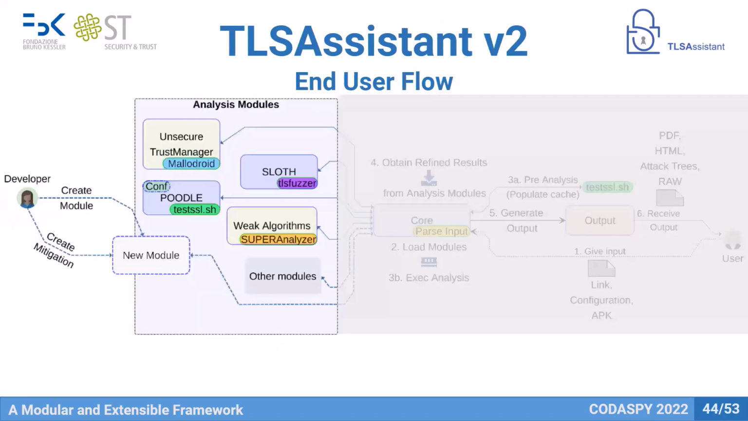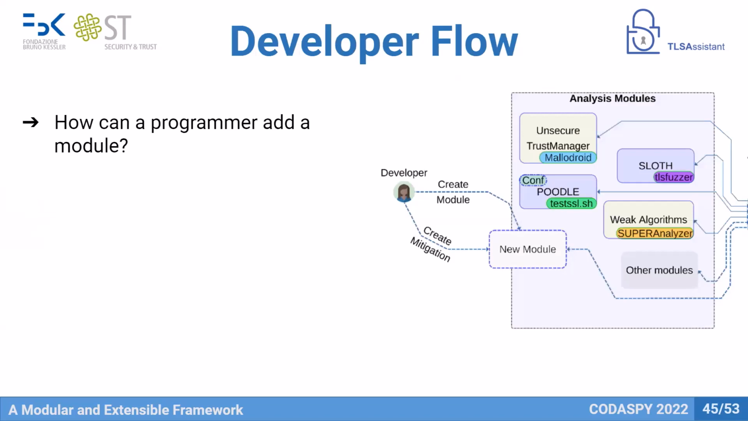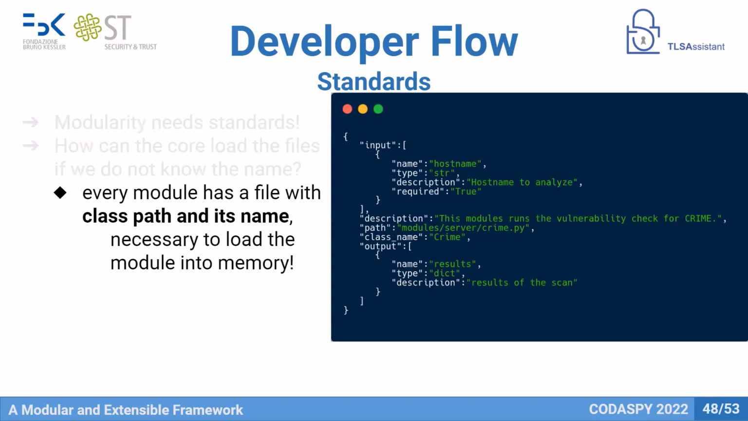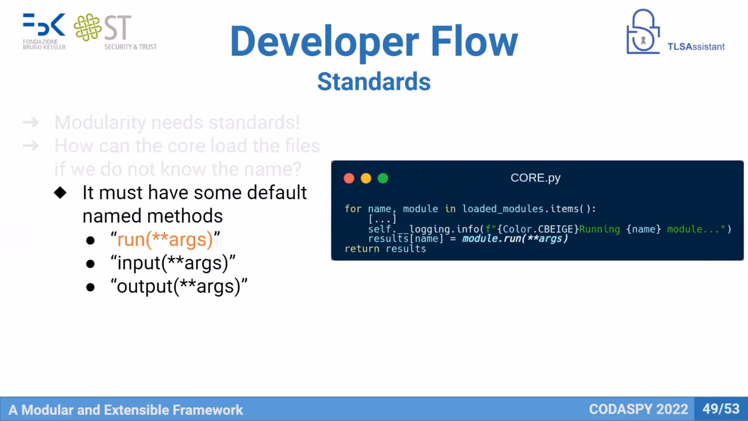For the developer flow, we asked ourselves some questions, such as how can a developer add a module? And how can we have a tool that is highly modular and also interactive, allowing the core to run each module that we want to add? We need to focus on standards. So every module should have a file that informs the core where to locate the class name and the required module to load into memory. And it will also provide some default names of methods, such as run, with the arguments to pass to the module.